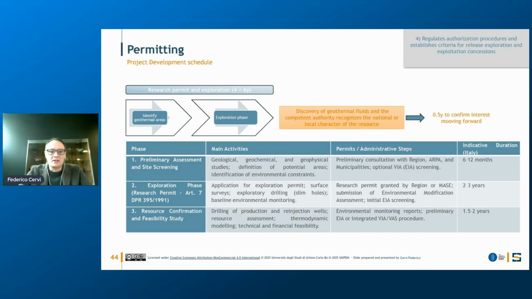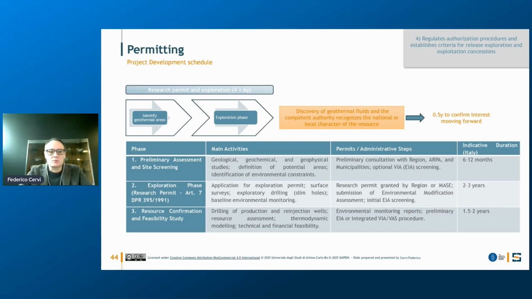Regarding the development time frame for the geothermal project, the research and exploration phase has an overall duration of 4 years, depending on the exploration permit. It can be extended by 2 years, thus reaching a maximum extension of 6 years, and is divided into 3 main phases. The first is the preliminary site evaluation and screening phase, which lasts approximately 6 to 12 months.